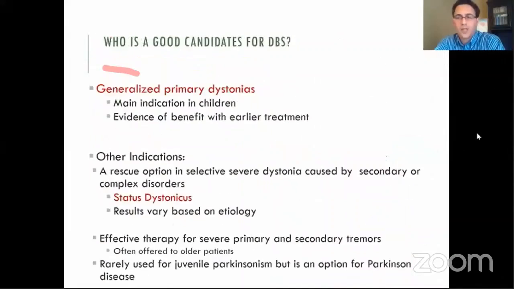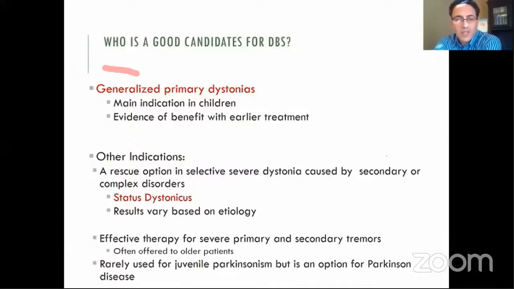So who would be a good candidate for deep brain stimulation treatment in the pediatric population? The primary application currently is for generalized primary dystonias, such as DYT1, DYT6, and other generalized primary dystonias. It's the main indication in children, and there is evidence of benefit that earlier treatment can be more beneficial to these patients rather than waiting until years later.